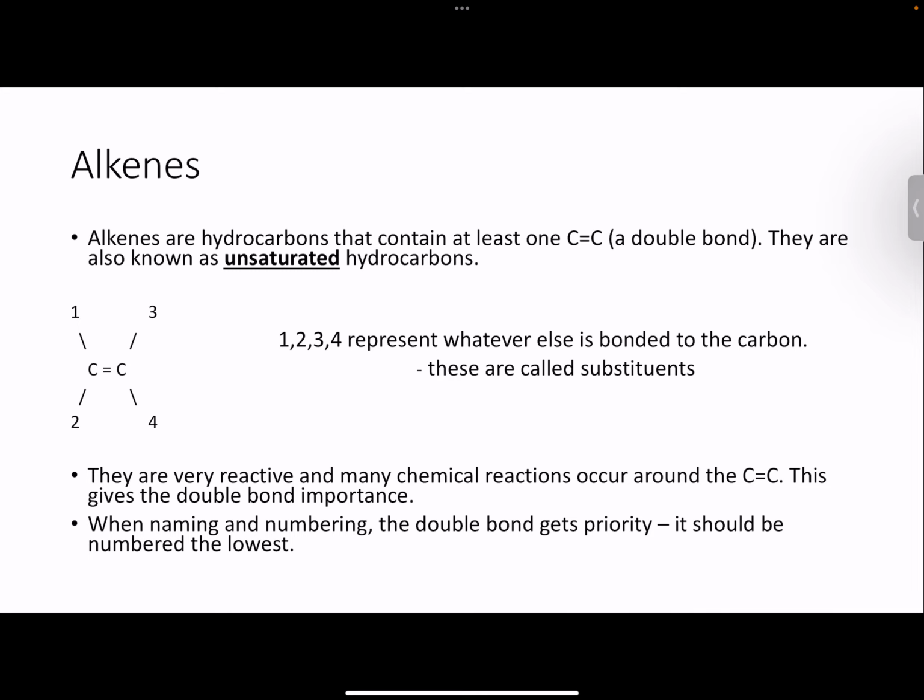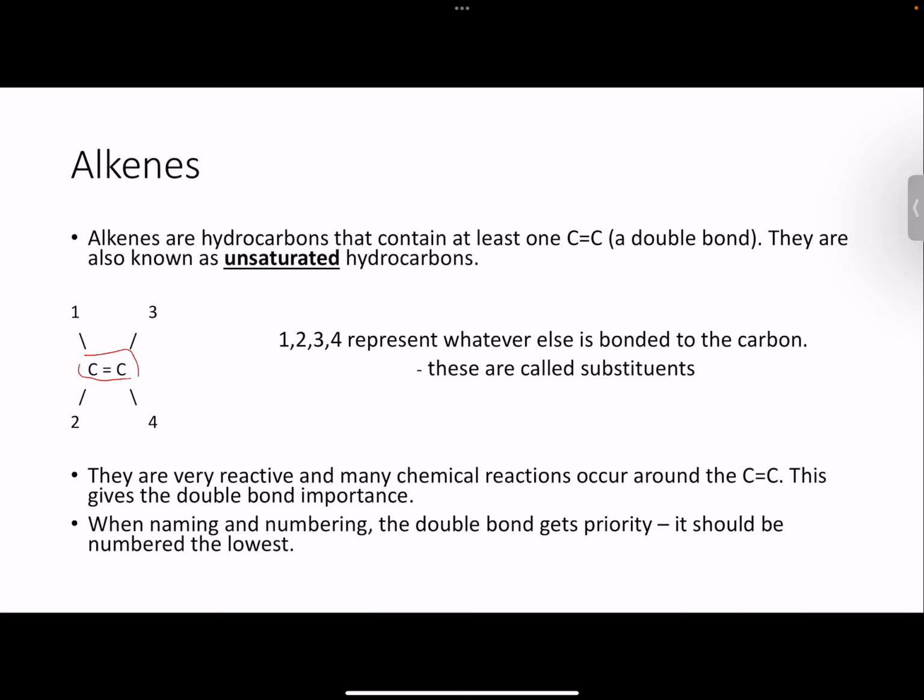So first off, an alkene is a hydrocarbon that contains at least one carbon-carbon double bond. They are also known as unsaturated hydrocarbons, referring to the fact that there could be more hydrogen in them. So they have this general shape. It doesn't mean that they're only 2 carbons long. But we focus just on the double bond at this point.